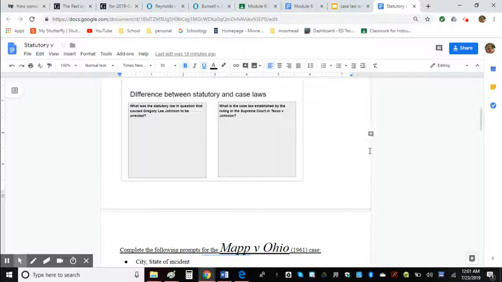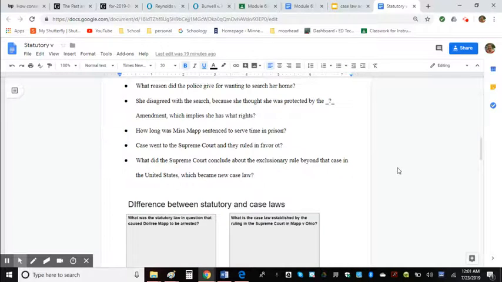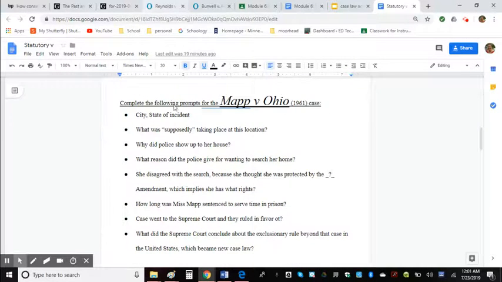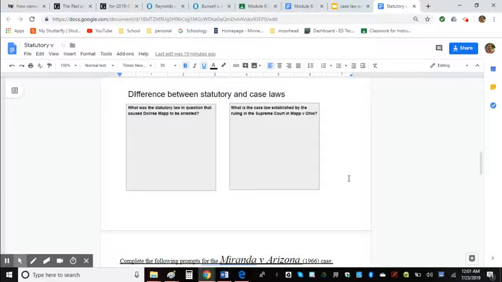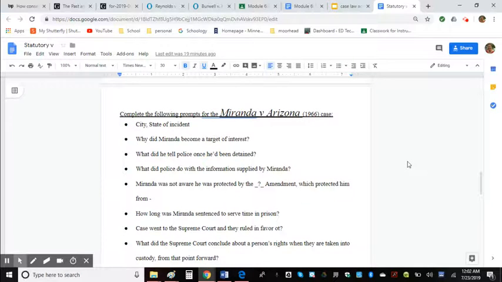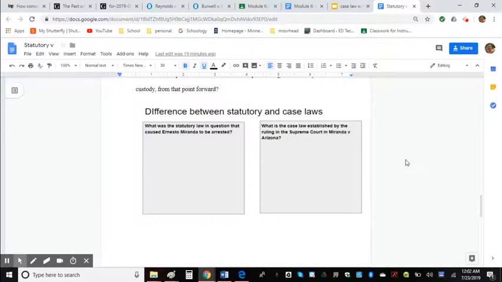The second case you're going to work on is Mapp versus Ohio. Again, everything is laid out here for you. You have the ability to watch a video, read a verbal overview of the case, or listen to a podcast to gain this information. And the third case is another criminal case, Miranda versus Arizona. This one will be interesting to you, and won't take you long to figure out how the case law that comes out of this particular case actually affects every one of us. So that will be the assignment.